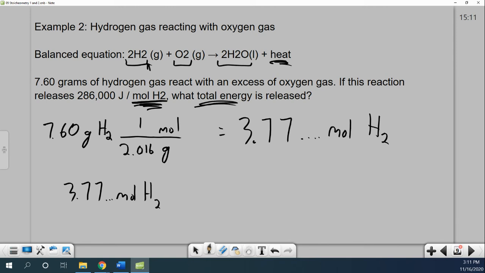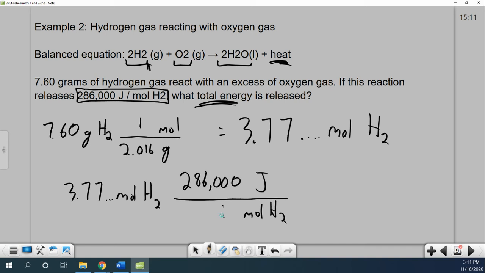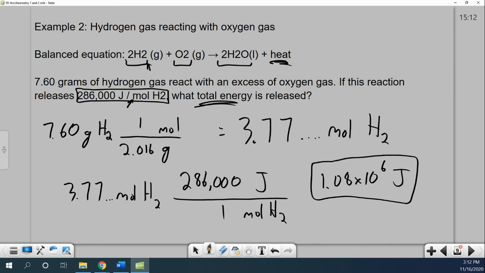I want energy. What total energy is released? I need to change out of moles of H2 and into energy, which is measured in joules. So what's my conversion factor for joules to moles? Well, it should be given to you in the question. 286,000 joules gives me 1 mole of H2. It's 286,000 joules per mole. So you just take that number of moles, times it by 286,000, and it turns out, wow, it's a big number. 1.08 times 10 to the 6. So over 1 million joules of energy will be given off if you were to burn 7 grams of hydrogen.